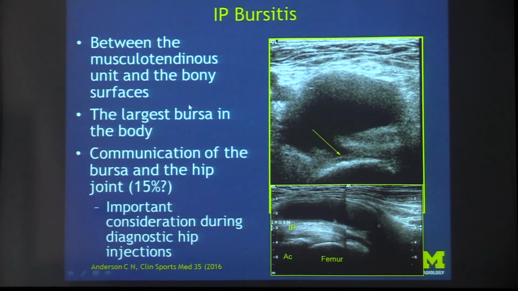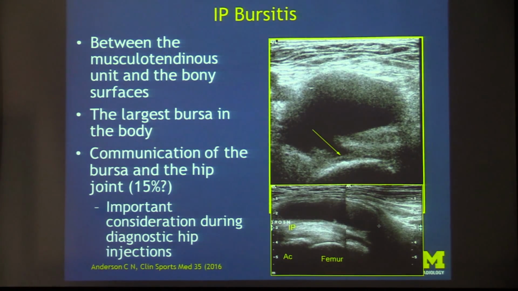It is the largest bursa in the hip itself. It may fill with fluid in the context of trauma, infection, or inflammation, and may look the same on imaging. Important to remember, this bursa may connect to the hip joint in 15% of the cases. So when you inject the hip joint with steroids, lidocaine, and get pain relief, it may have filled the bursa as well in the context of bursitis.